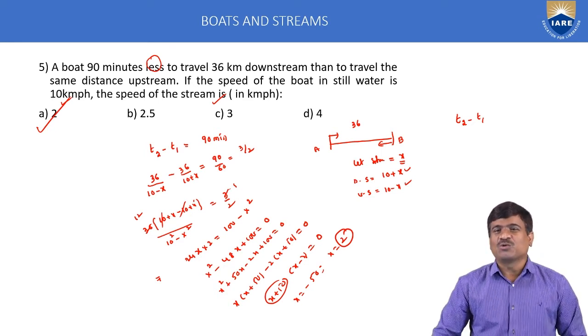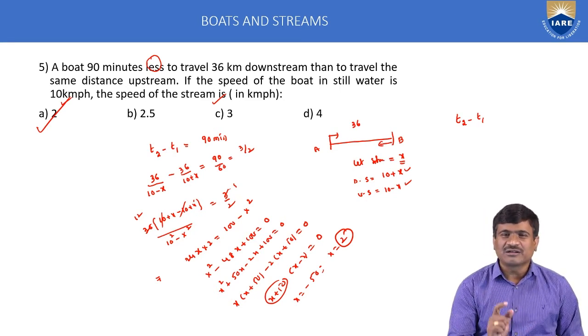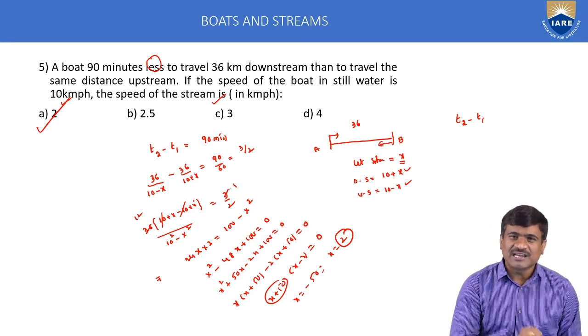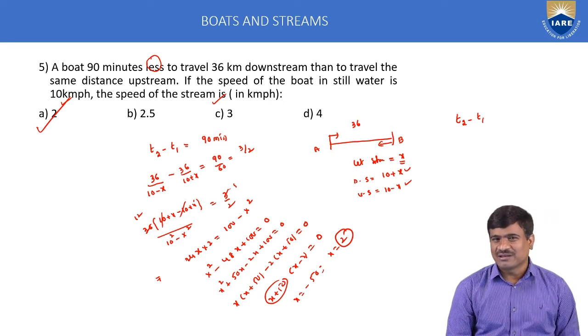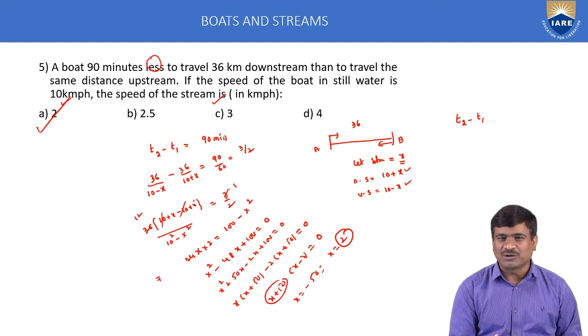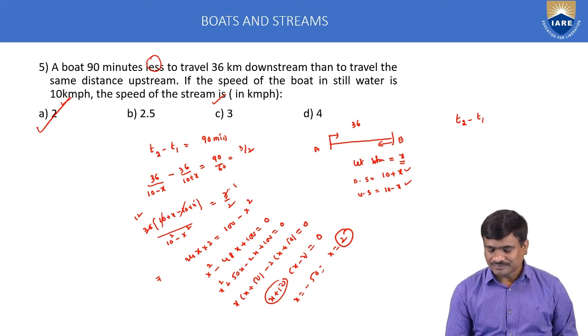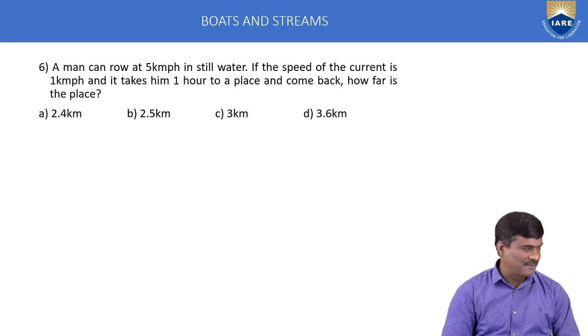Here only the notation is important: total is indicated by T1 plus T2, and less is indicated by T2 minus T1. These two are the only important things in the boat and stream topic. Okay. Next, the sixth example.